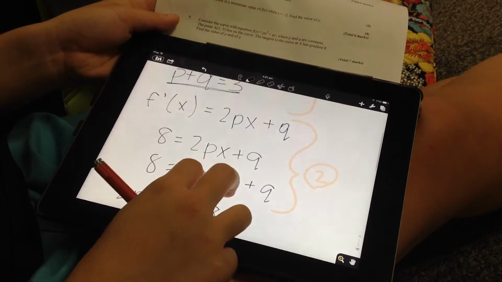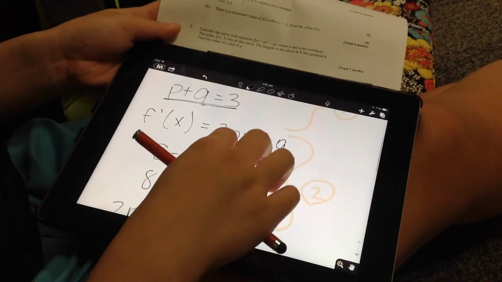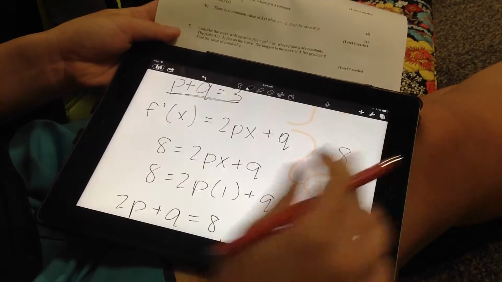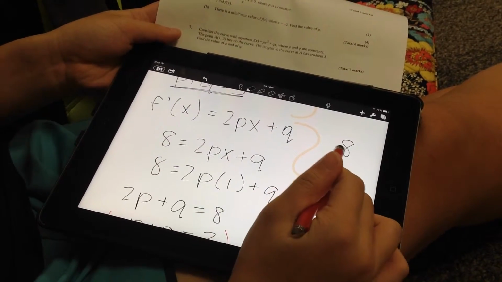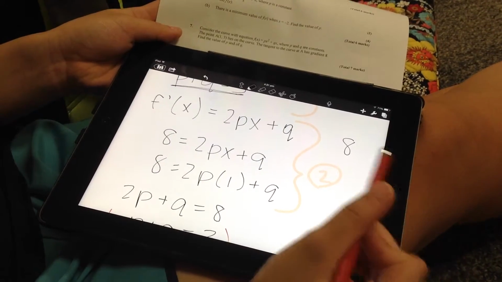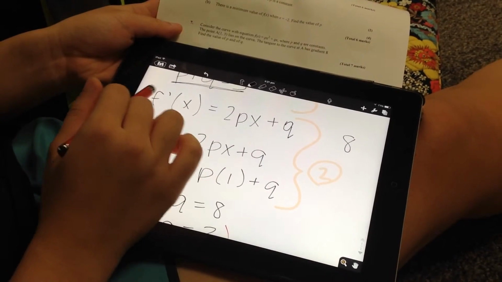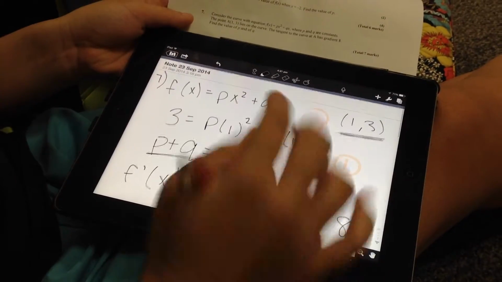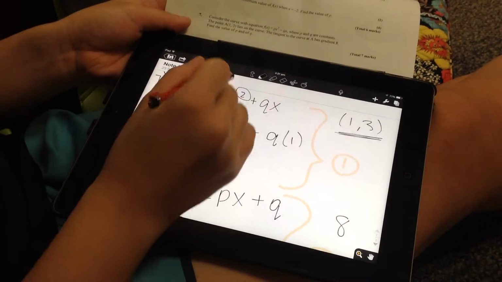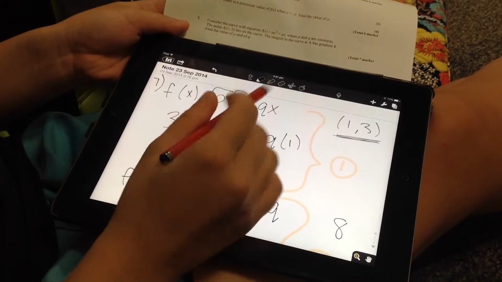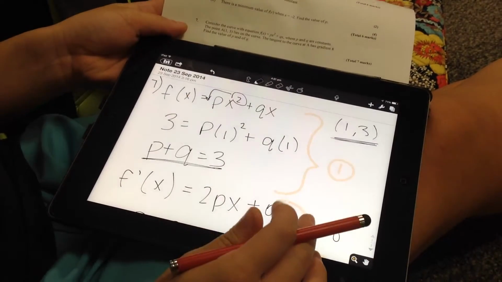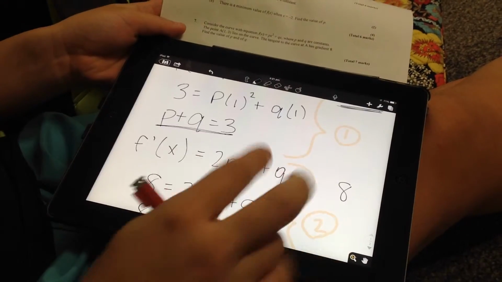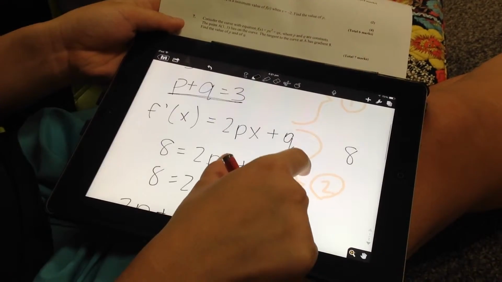So the second equation was using the derivative, because they told us that the tangent to the curve at A has a gradient of 8. So we know that that is the value of the derivative. So we set f prime of x equal to 2px plus q, because we took this original equation, moved this exponent down and made it a coefficient, and reduced this exponent to 1, and then for this part we just made it q. So f prime of x equals 2px plus q.